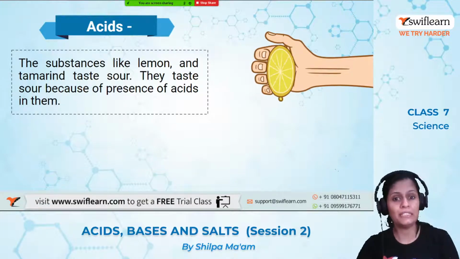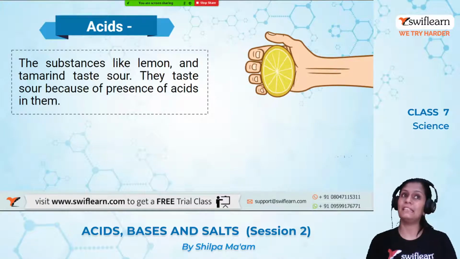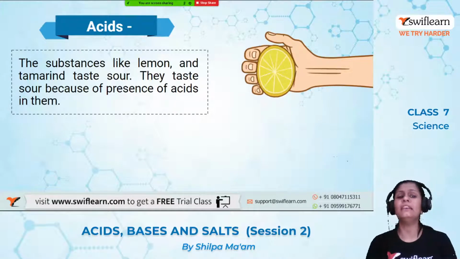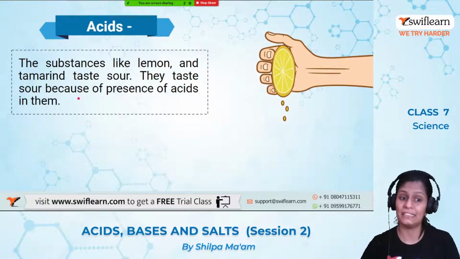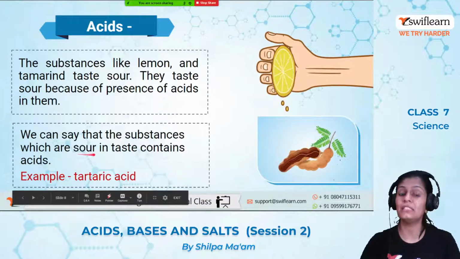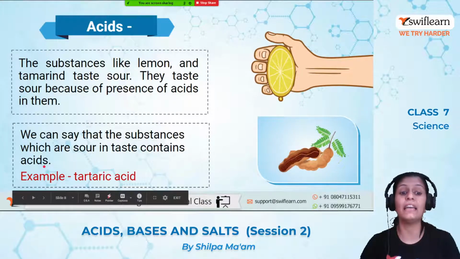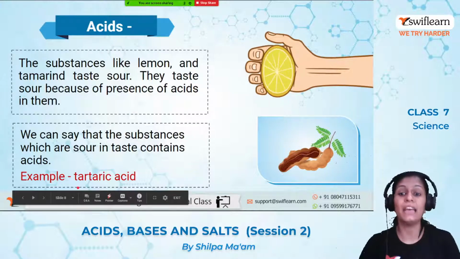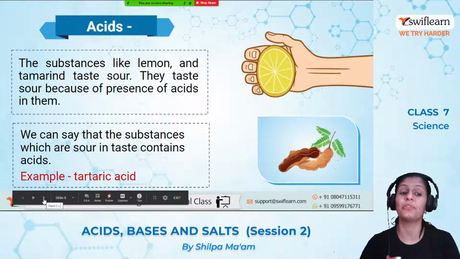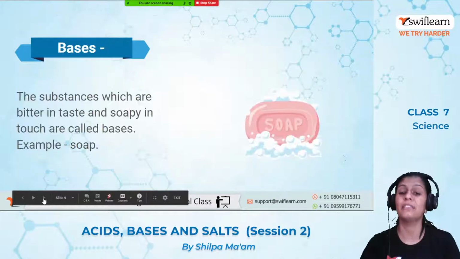So can we say that anything which tastes sour has acid in it? Yes, we can say that. Anything that tastes sour has acids in it, so its nature is acidic. We can say the substances which are sour in taste contain acids. So what is the acid present in tamarind? That is tartaric acid. It is present in tamarind.